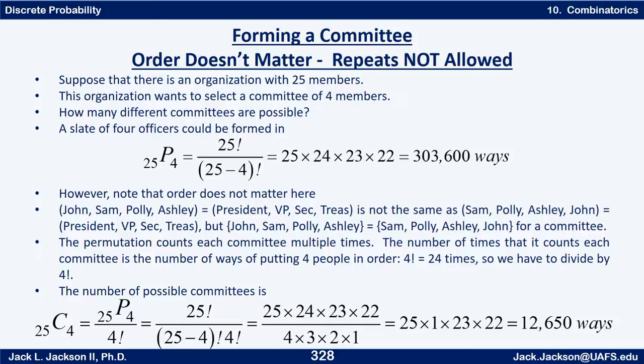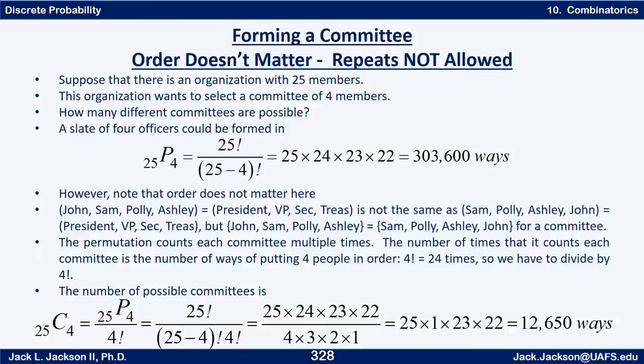So we could start by thinking of it in terms of the permutation. 25 permute 4. That's 25 times 24 times 23 times 22, or in other words, 25 factorial over 25 minus 4 factorial. That's 303,600 ways. However, that would be correct if the order mattered. But here the order doesn't matter. So what's happening is we've counted some of these multiple times.